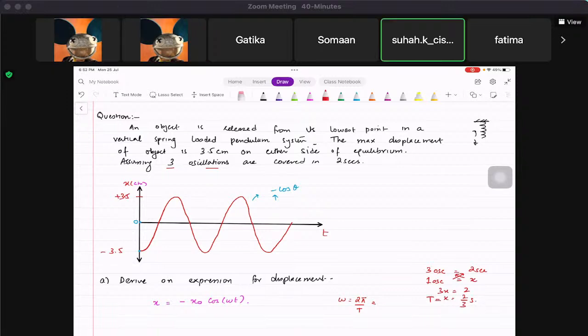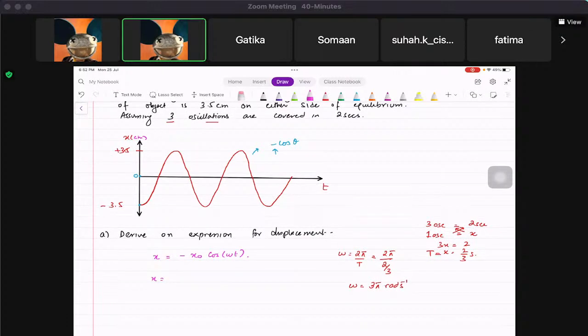Yes, sir. Now I'm going to put this here. So can I write it as 2 pi over 2 by 3. So omega will be equal to, basically 2 and 2 will cancel out. So it will be 3 pi radians per second. So I got the omega, and now I can fill in the values. So x equals to minus x naught cos of, x naught की भी तो value है ना, it's 3.5 times 10 raised to minus 2, because this was in centimeters, I wanted it to be in meters, cos of 3 pi and t, and this is the answer to this question. Is it clear, everybody?